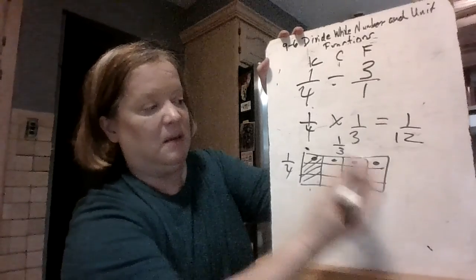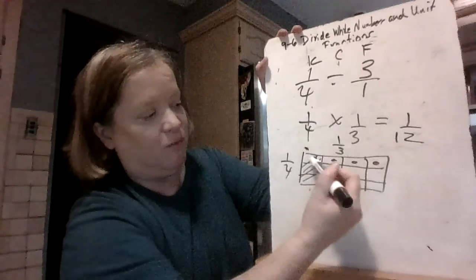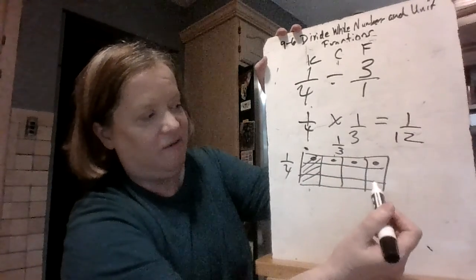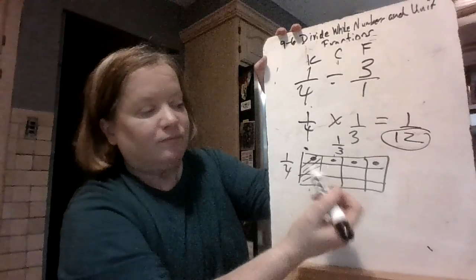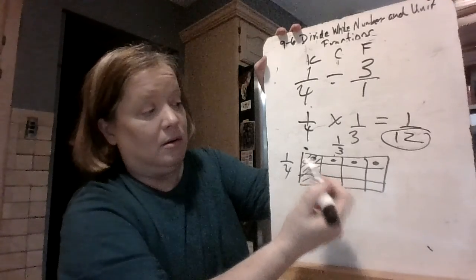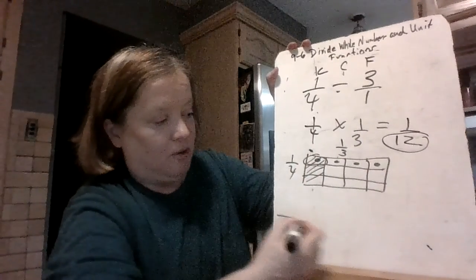So now, how many pieces do I have all together? Remember, my denominator is always my total. So I have 1, 2, 3, 4, 5, 6, 7, 8, 9, 10, 11, 12. So here's my 12. And how many pieces have both a dot and shading in it? 1 out of 12. And let's show it with a number line.